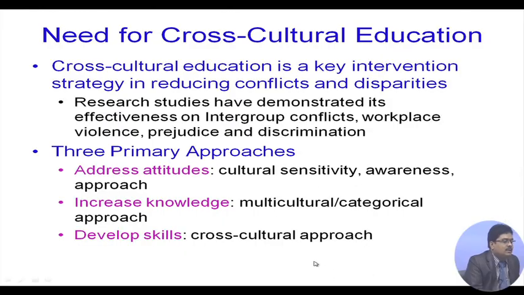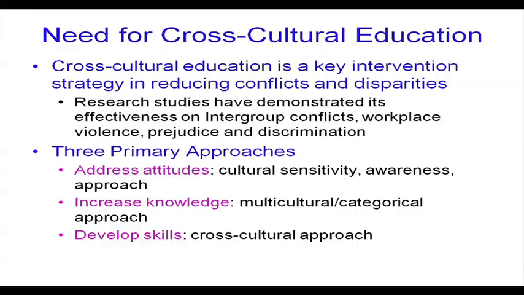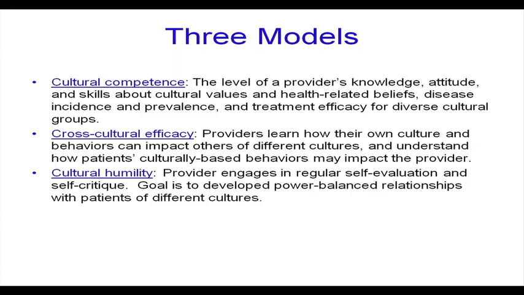Then develop skills through cross-cultural approach, like knowing about other language, religion, ethnicity, learning other languages. So this is how, knowing about the rules, regulations, governance of other countries, you develop your cross-cultural intelligence. So this is how gradually you build up your skills to enhance cross-cultural competency. So cultural intelligence is dependent on mainly three aspects: cultural competence, cross-cultural efficacy, and cultural humility.